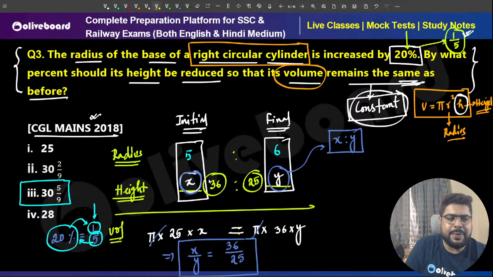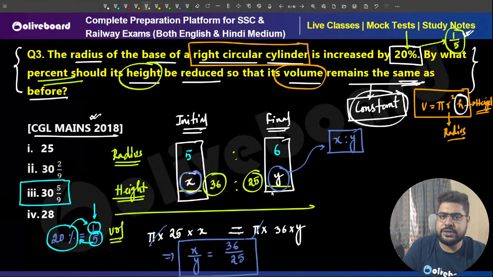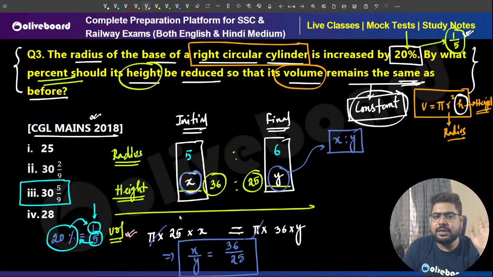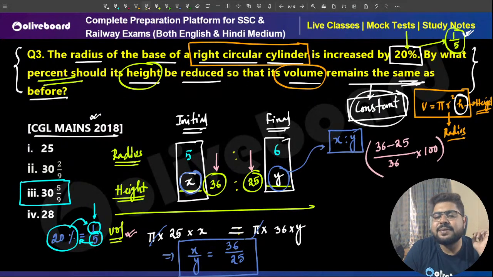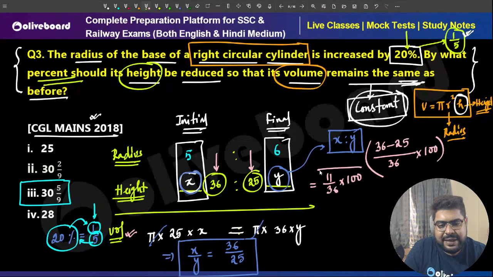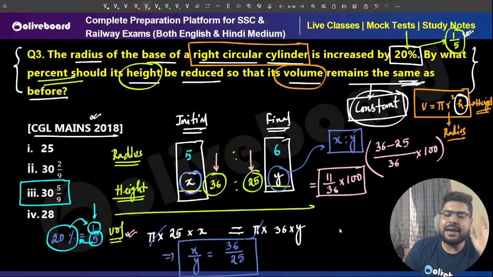Can you figure out the percentage from here? They are asking by what percentage the height should be reduced. If you want the volume to be constant, the height needs to go down from 36 to 25. So what is the percentage change? 36 minus 25 divided by 36, into 100, that is 11 by 36 into 100. Let's do the calculation.